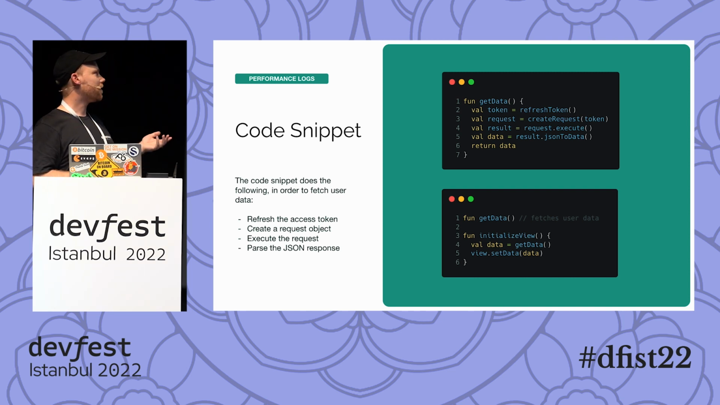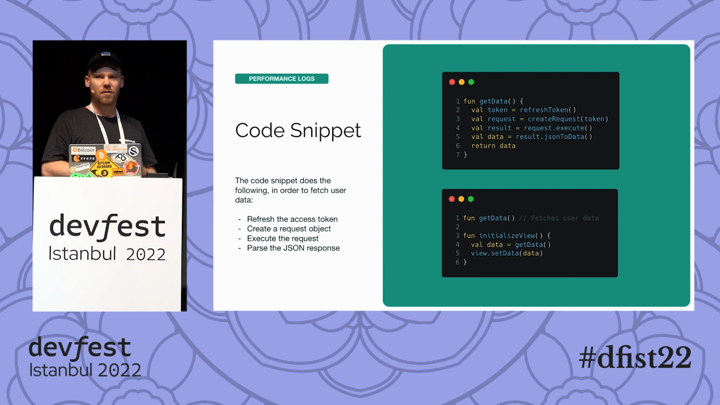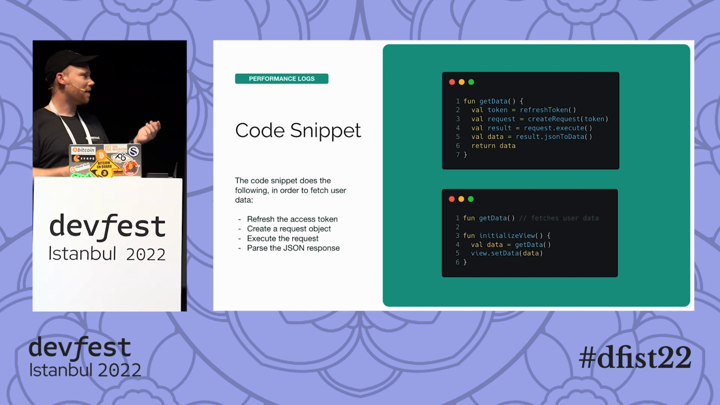So what it does in a nutshell is it refreshes an access token. It creates a request. This could be an HTTP request or GraphQL or whatever we are pretty much using. Then we are executing this request. That's our I/O operation, so we are doing a network call. And then we are mapping this data, which in this case is JSON, to our data object. The second code snippet is just something on the view layer. It just calls the method and then sets the result to our view.